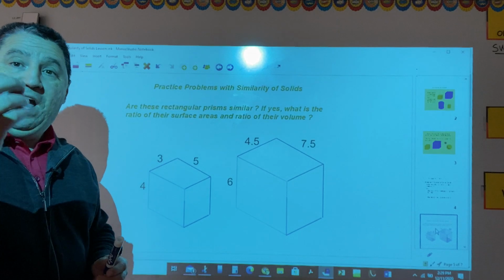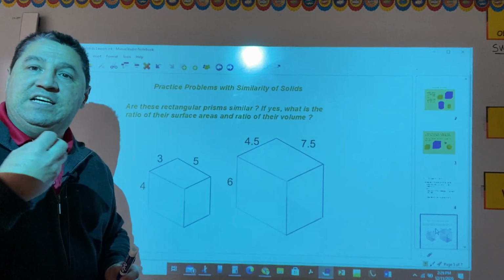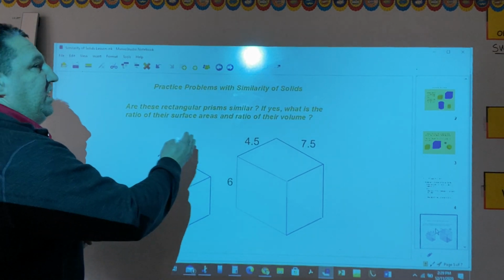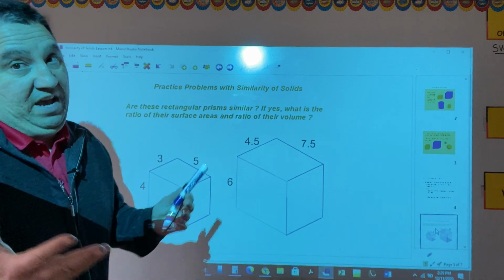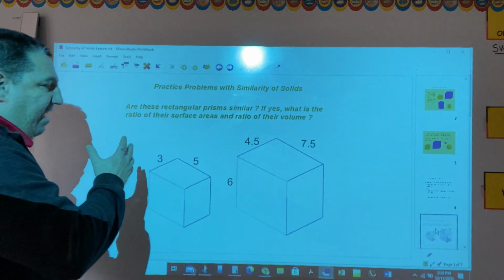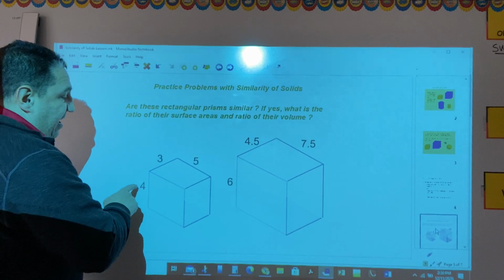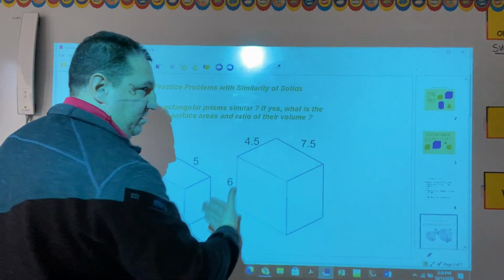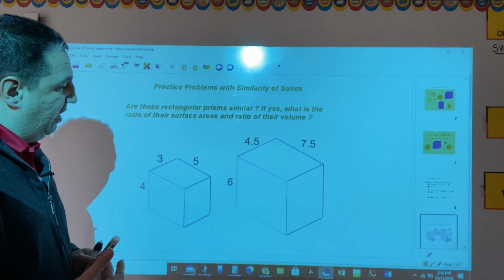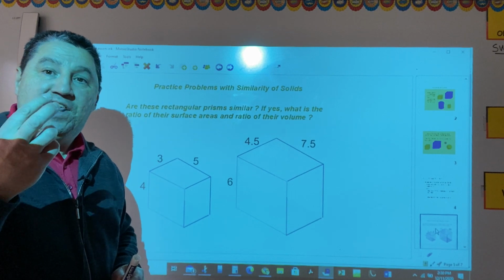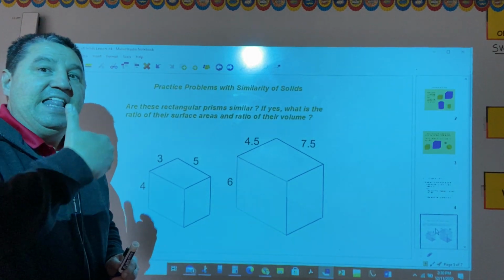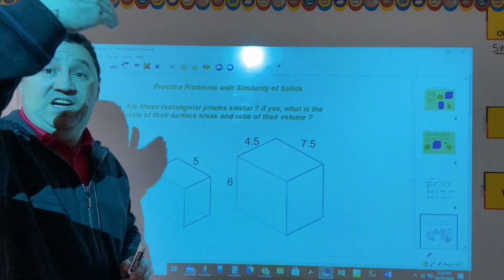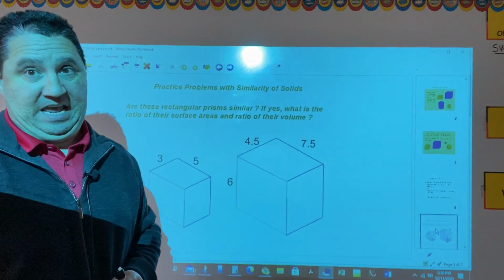First, we have to identify the similarity ratio, right? To find the similarity ratio, if there is one, we have to make the ratio of the corresponding dimensions or corresponding sides, right? We have for solids 3 dimensions, right? Their corresponding dimensions must be proportional. In other words, their ratio must be the same, right?